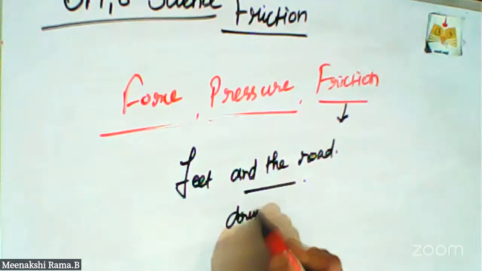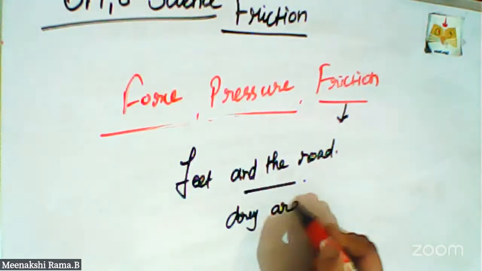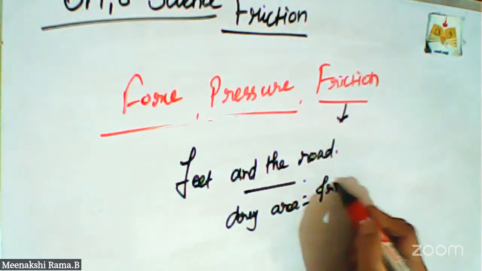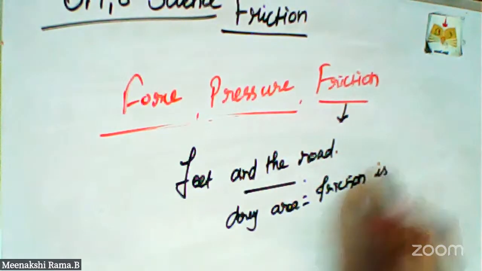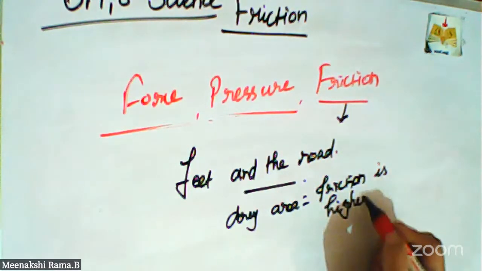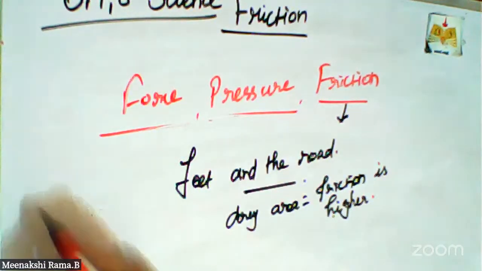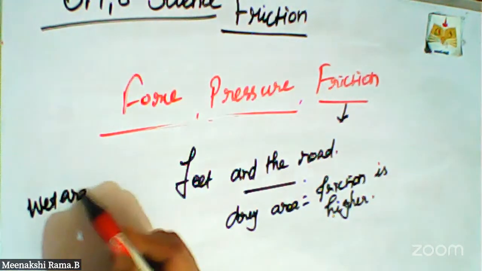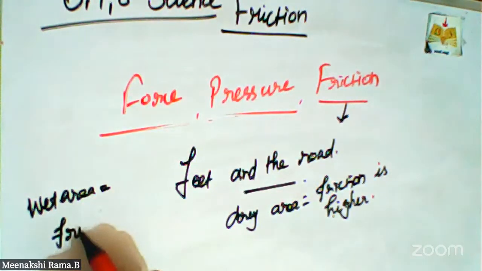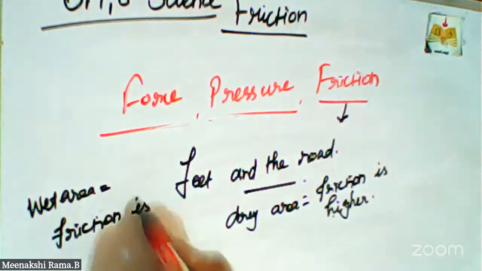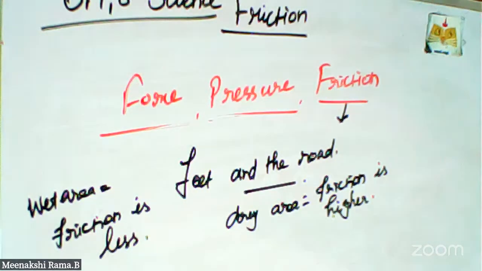Dry area means friction is higher. Friction level is higher in a dry area. In a wet area, friction is less, so we fall down. When we walk fast in a wet area, definitely we will fall down. In a dry area, the friction is higher, so we never fall down in that place.